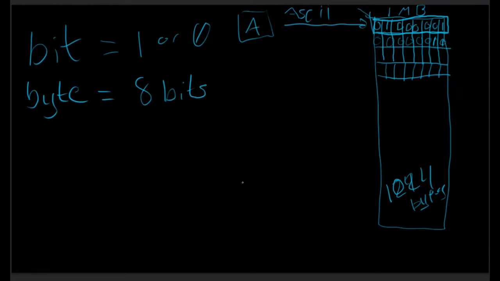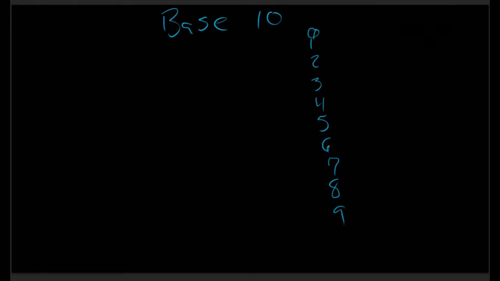So next we want to talk a little bit about our numbering system. We have a numbering system, and it's called base 10. Base 10, right? This simply means that we have numbers 0, 1, 2, 3, 4, 5, 6, 7, 8, and 9. There are 10 digits here, right?